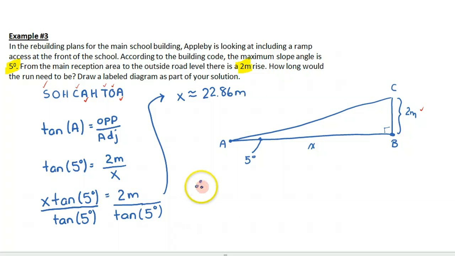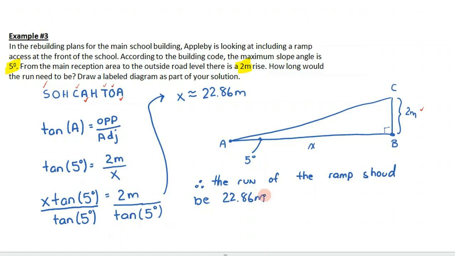So therefore, the run of the ramp should be 22.86 meters. And don't forget the statement at the end. Good luck.